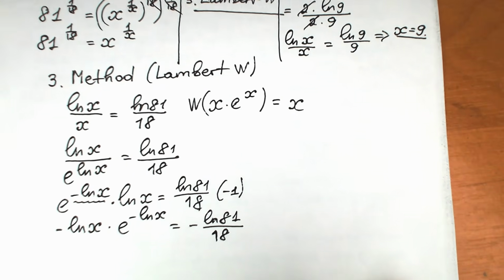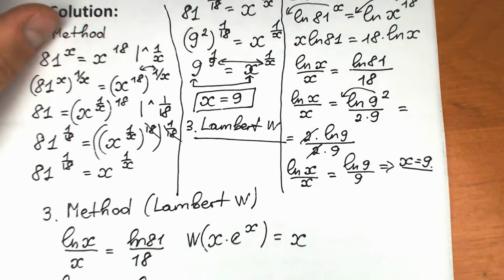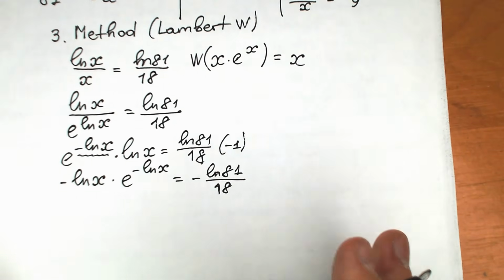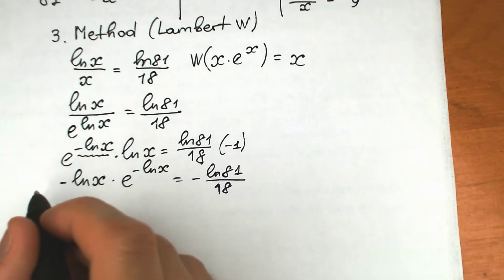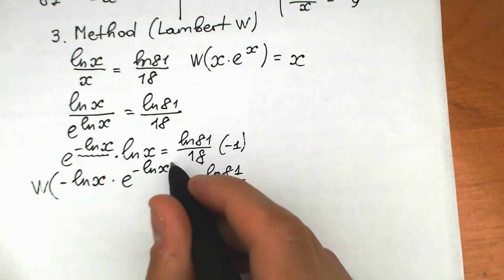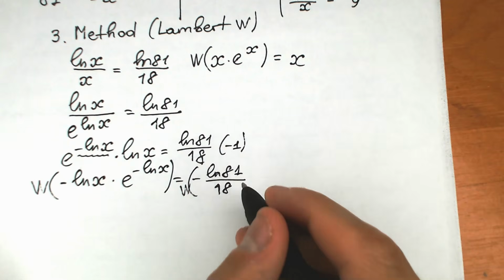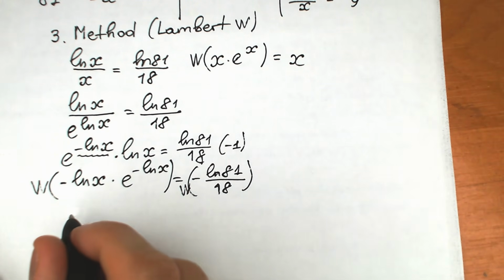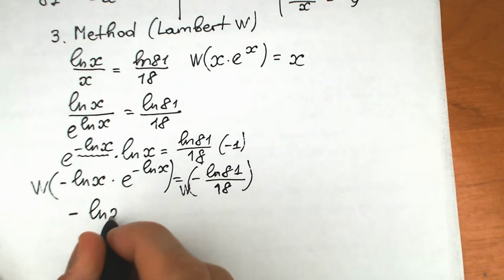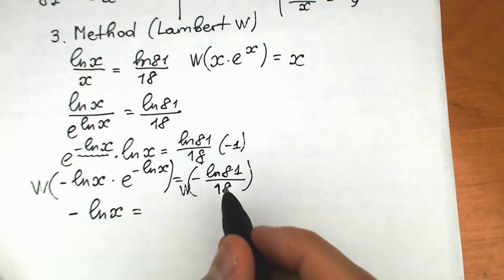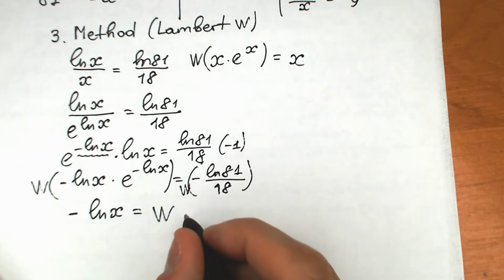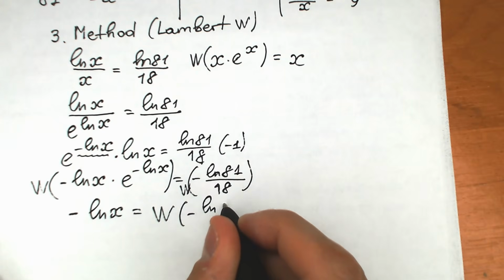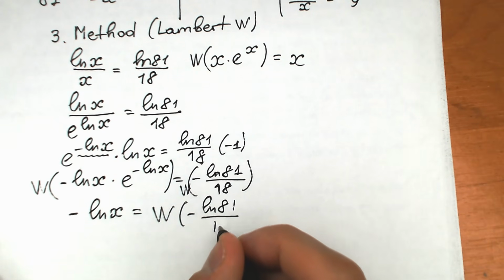Okay, let's continue. Let's apply the Lambert W function. So finally we can do this. On the left hand side, let's apply the Lambert W function, and on the right hand side also the Lambert W function. So we have only minus natural log x on the left hand side equal to the Lambert W function of minus natural log 81 over 18.